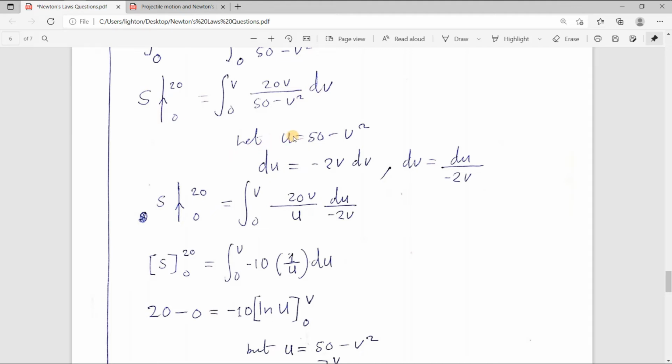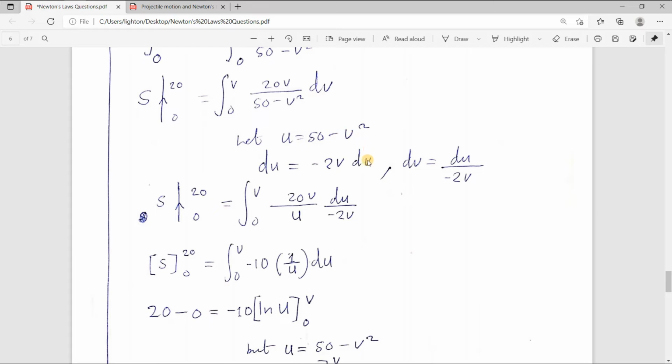So now let's say let u equals 50 minus v squared. So we're letting this part in the denominator to be 50 minus v squared. So let u is equal to 50 minus v squared. That means that du over dv is equal to minus 2v. So we're getting this expression just after differentiating this.